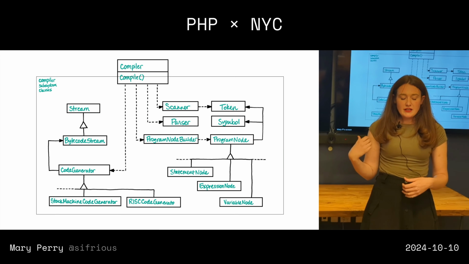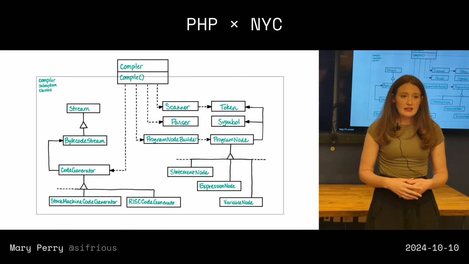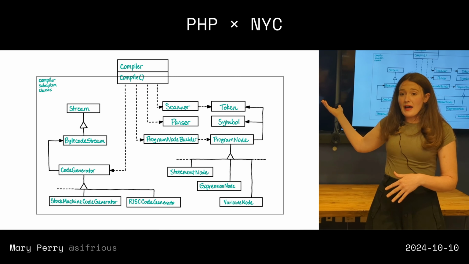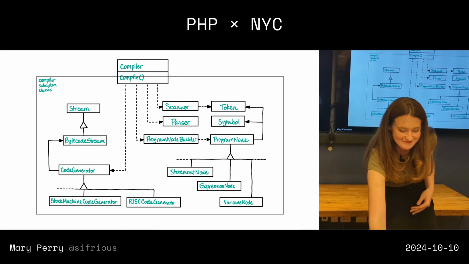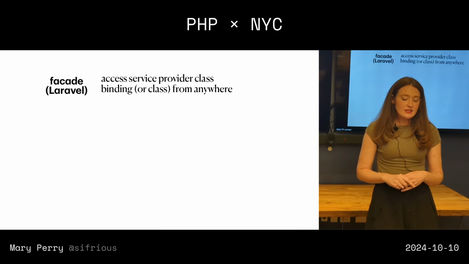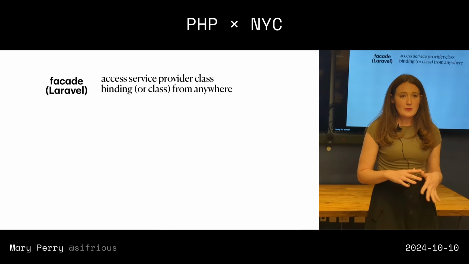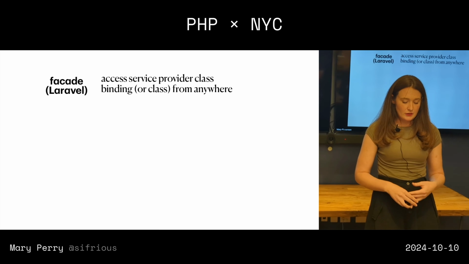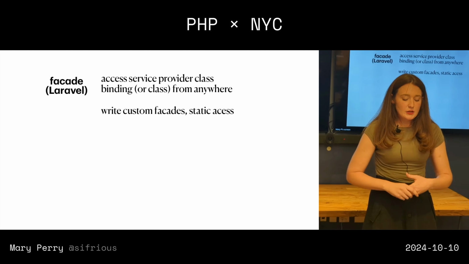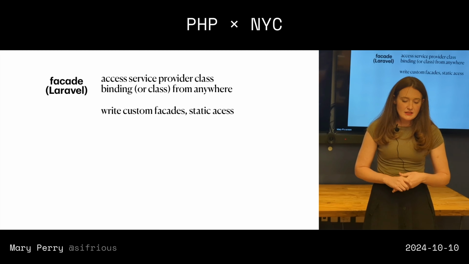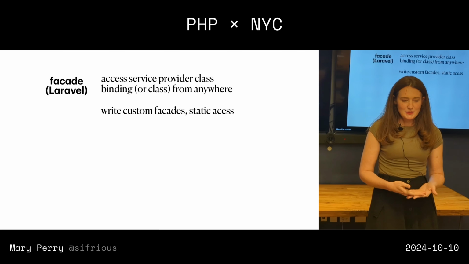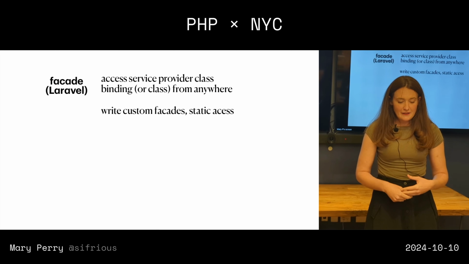Here's another example: a compiler. You don't really want to touch most of the compiler if you're working with it, but it does have a facade that uses compile. That's helpful. A facade in Laravel allows you to access a service provider class binding from anywhere, the specific instance that's registered in your service provider in that application environment. You can write custom facades, even if you don't have a use case for one of the many facades that Laravel provides.